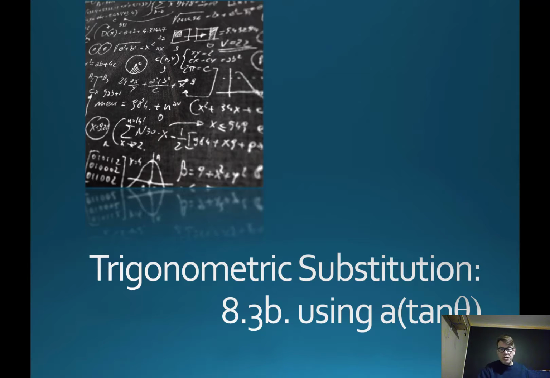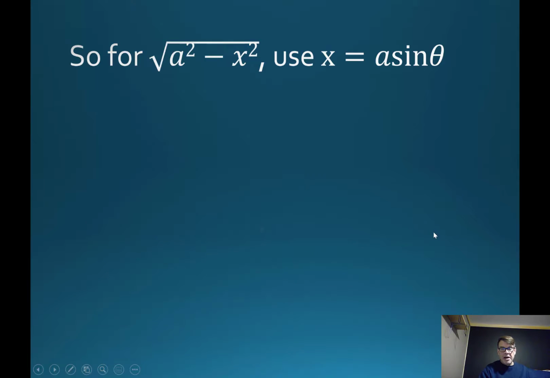In the first video, we talked about using a sine of theta. If you see an integrand with a square root and you've got the components of a squared minus x squared, where a is a constant and x is a variable, you can use a sine of theta. You plug it in for x, wherever there's an x, and solve. And it opens up doors, especially inside the square root. It makes it possible for you to actually integrate.